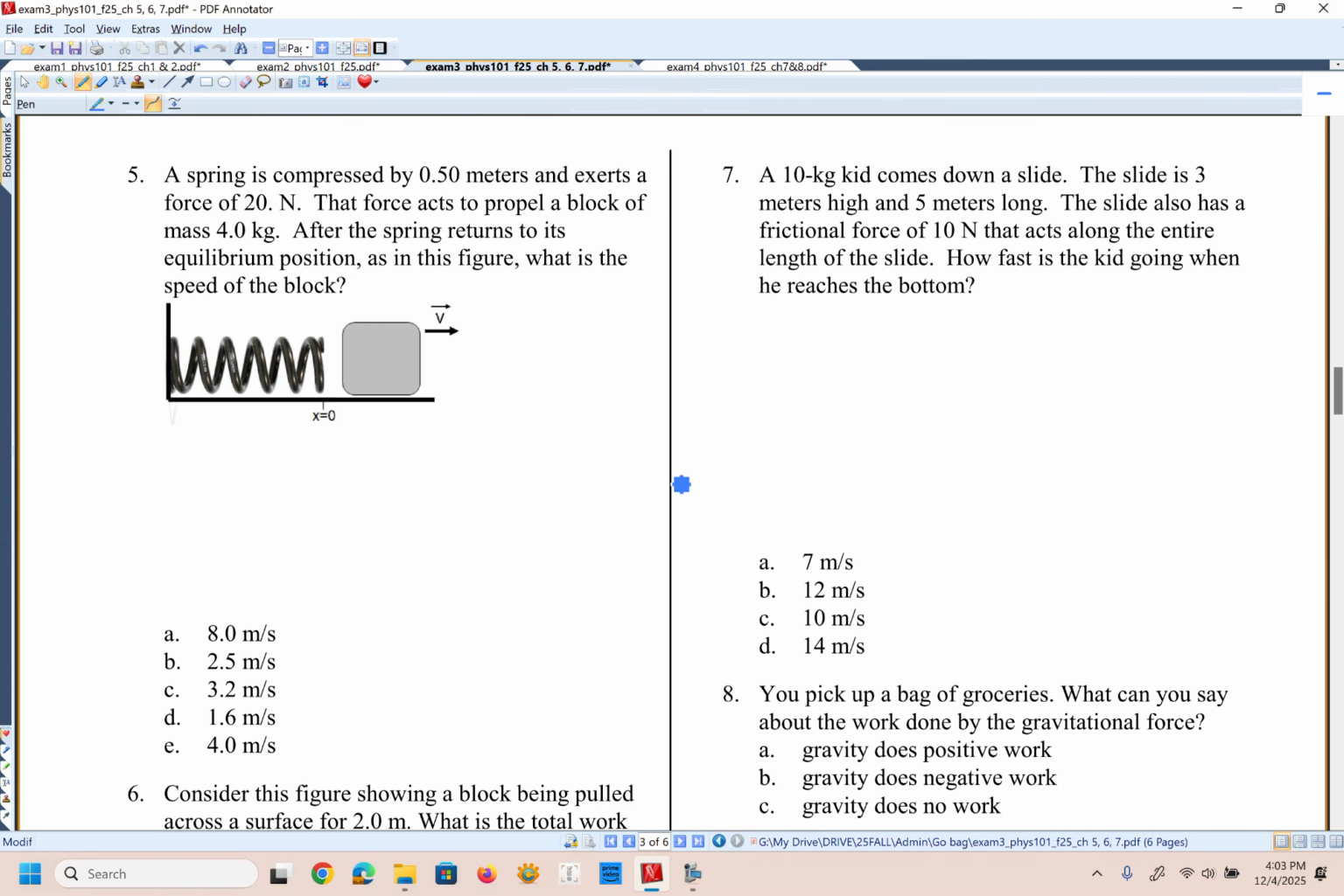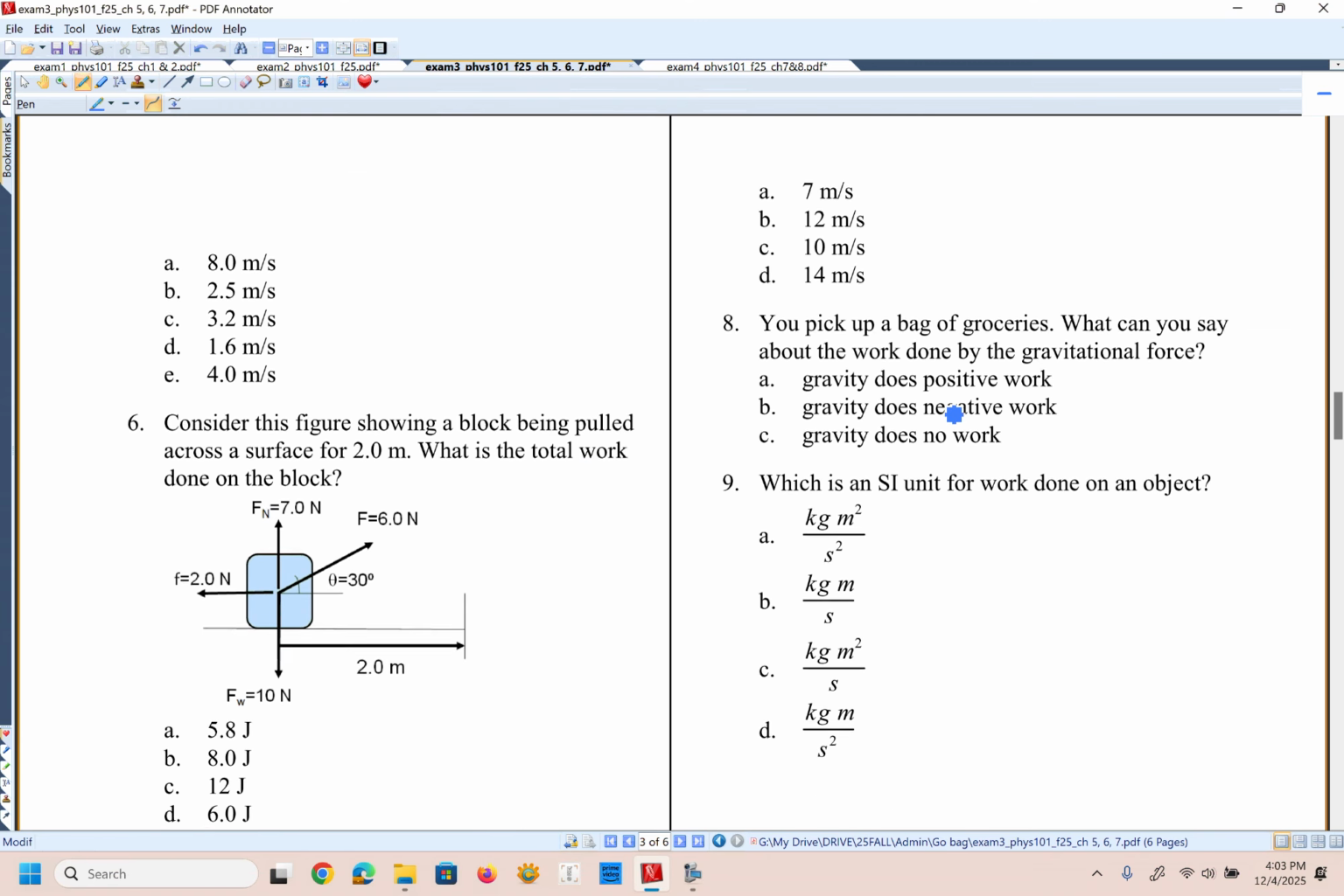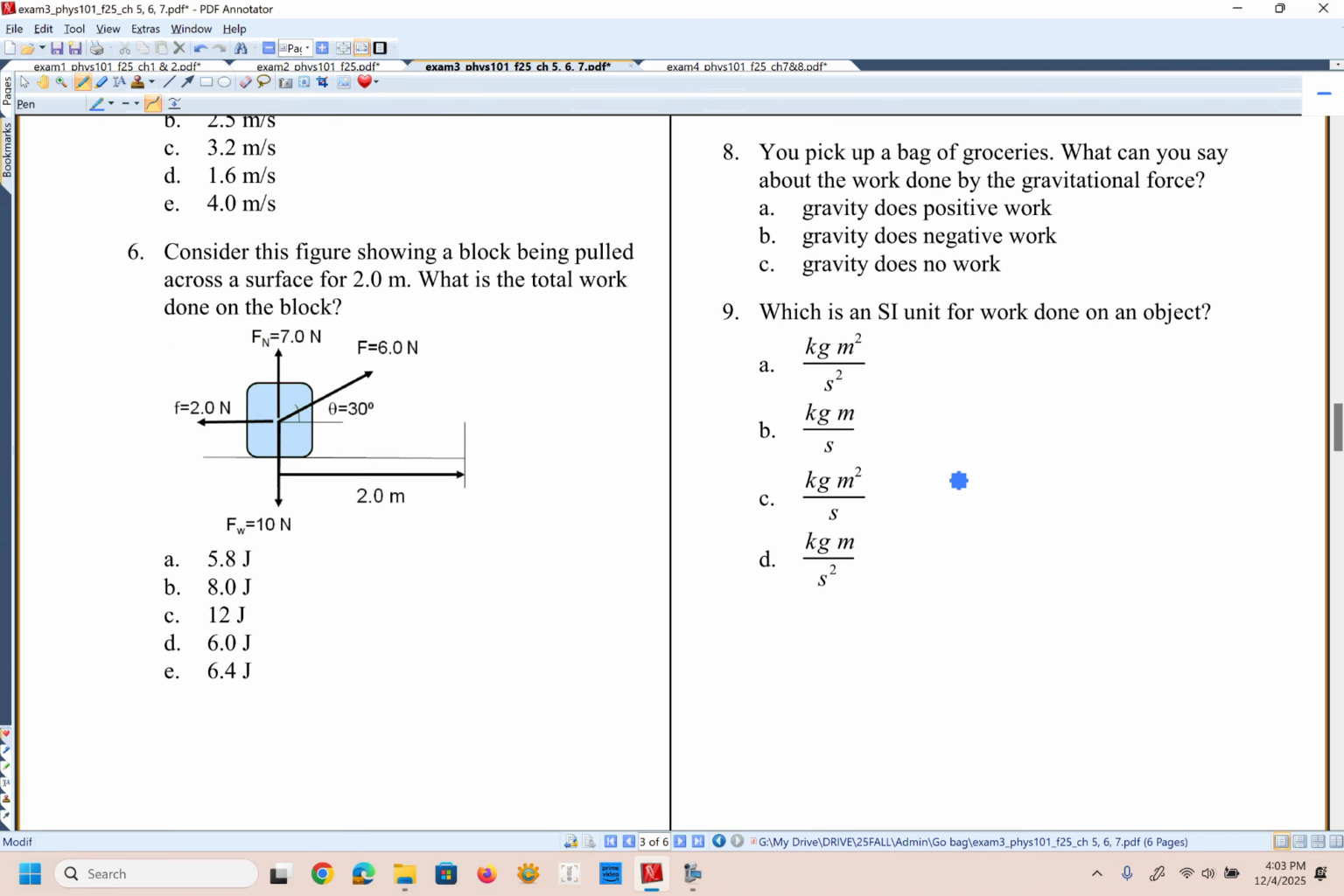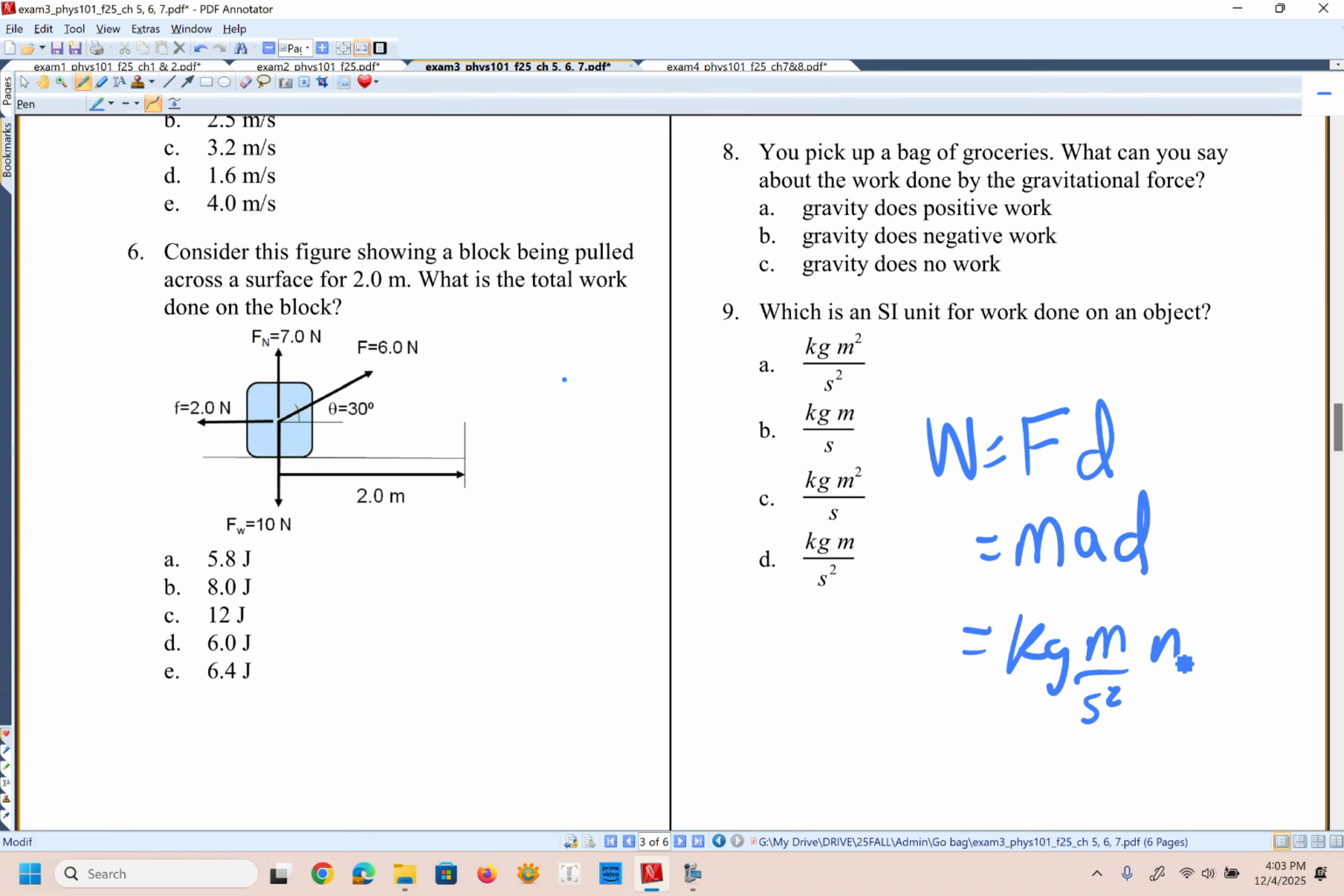Spring question on there. Pretty sure there was a question like number 7. I had at least one question for SI units. It might have been work or energy. I don't remember, but do know your SI units. Don't memorize them. If I ask you this question, just write down the equation: force times displacement. Force is mass times acceleration times displacement. That's kilogram meters per second squared times meters. So it's kilogram meter squared per second squared. So I know I asked an SI unit question, and that's how you approach it, just write down the equation.